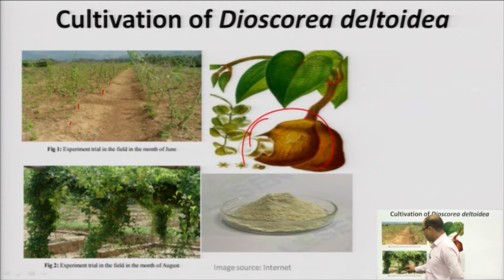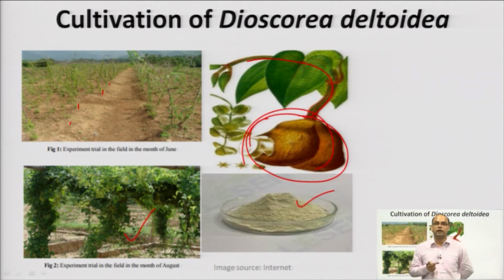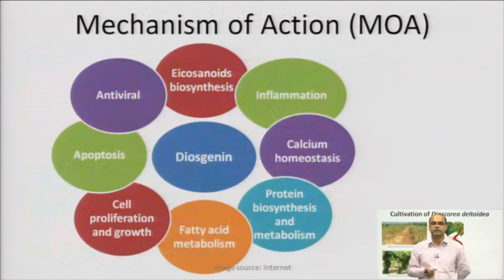These are the cultivated fields of Dioscorea plantation, and if you look at the plant, this is the tuberous part which we utilize for isolation of Diosgenin, and this is the aerial part which generally we do not require, and nowadays research is being done on isolation of phytoconstituents from the aerial parts also. This is the dried powder of our phytoconstituent Diosgenin. In this way we cultivate Dioscorea on a large scale in the fields.